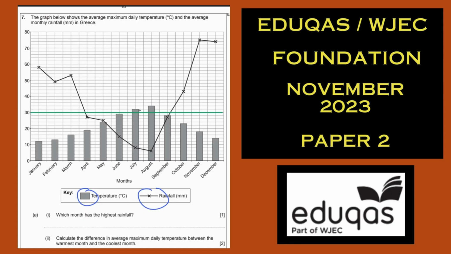Which month has the highest rainfall? We're looking at the lines. That's the line which is the highest. That refers to November.